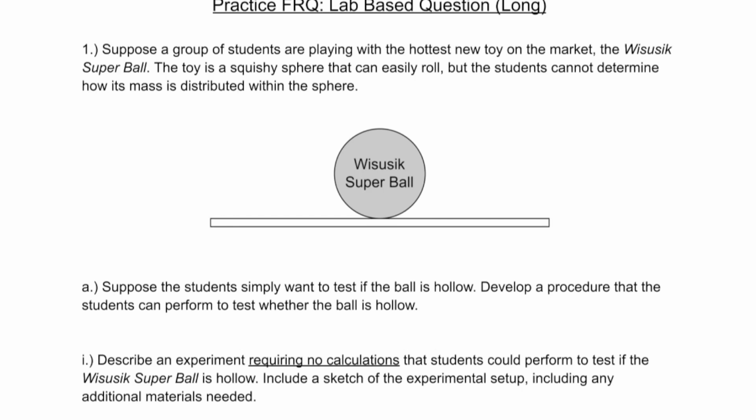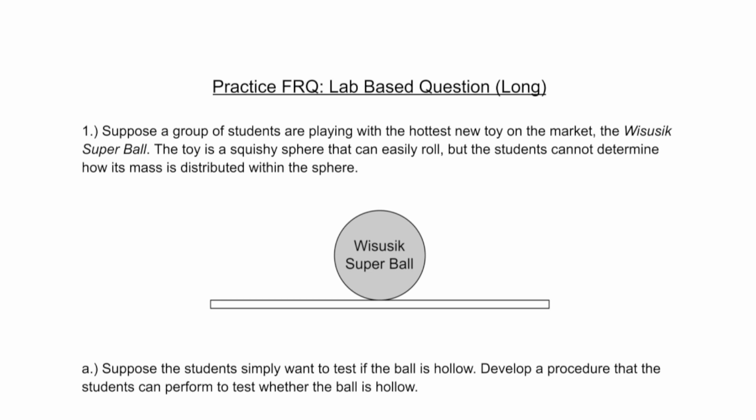All right. So we're just going to do a sample lab type question here. I managed to ask basically every lab skill that we typically see on the free response. So some parts might seem a bit repetitive, but this is just to show all the variations of question you could be asked without changing the context here. So this whole lab is going to revolve around this lovely spherical object right here, called the Wisusic Super Ball.